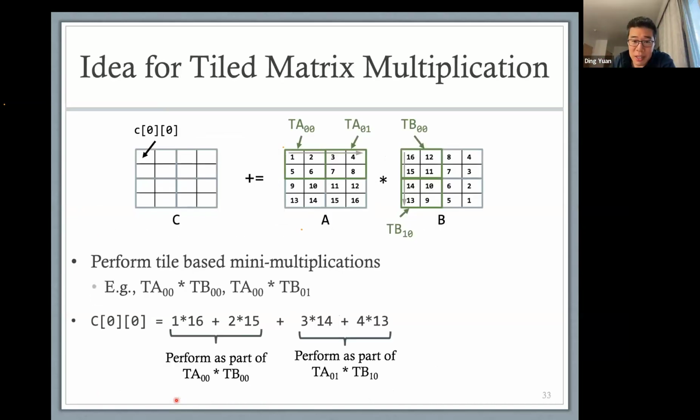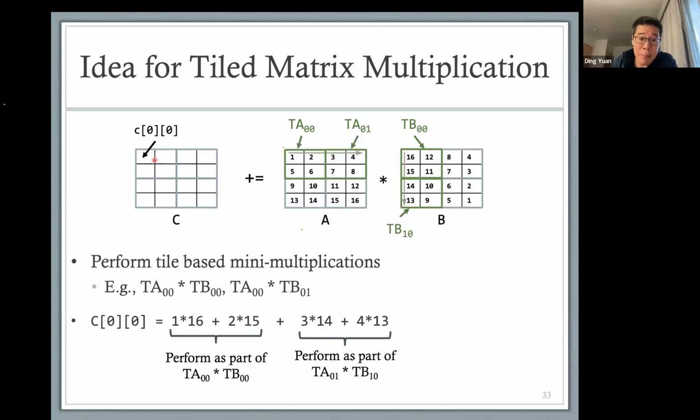If you really think about it, this is the big C. For this C00, we require all these elements. In this case, they are 4 by 4, right? And all these elements and all these elements. But if we do it naively, we go in this order and this order, visiting them one by one.